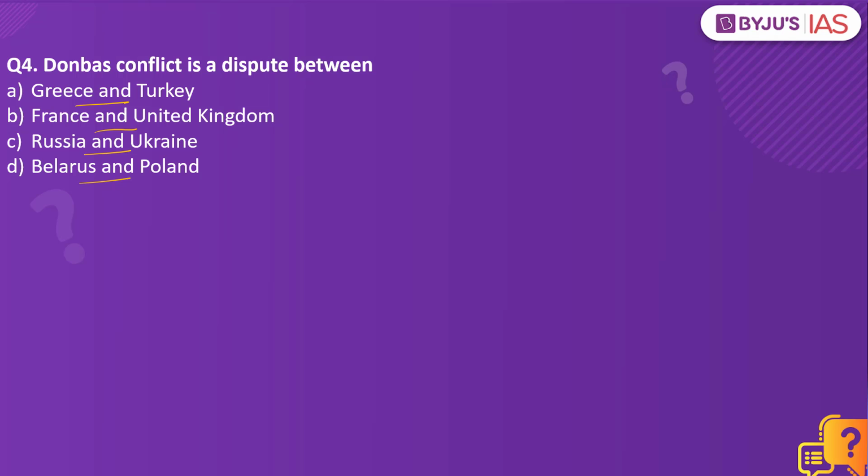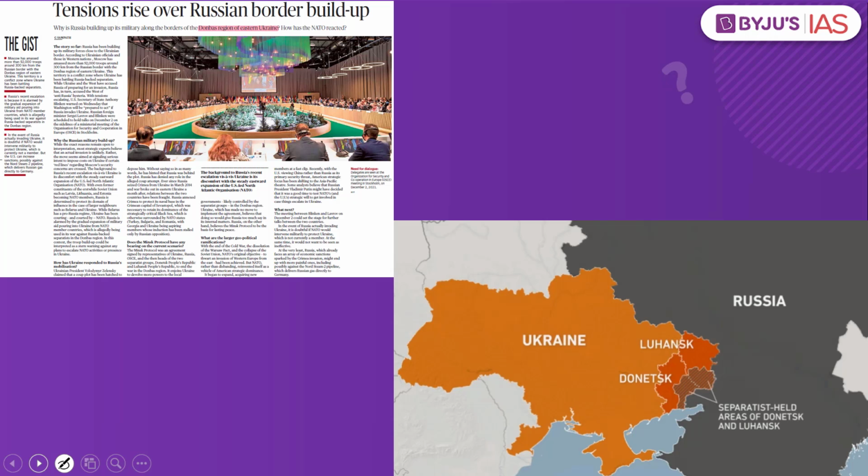The answer to this is Russia and Ukraine. Why have we taken this practice question? Because this article in The Hindu makes a mention of the Donbas region. This is a conflict between Ukraine and Russia. We have two regions, Luhansk and Donetsk. Both these regions together are called the Donbas region.